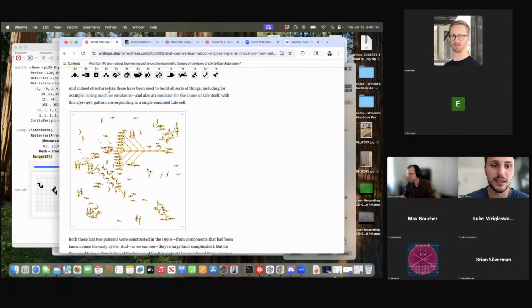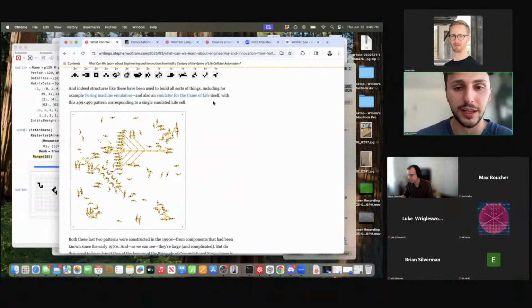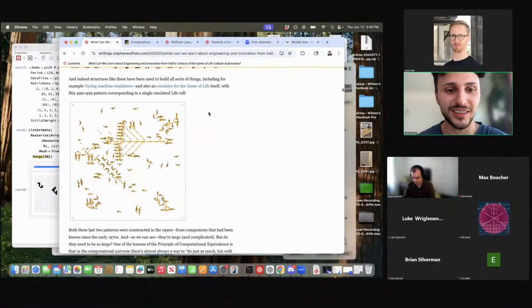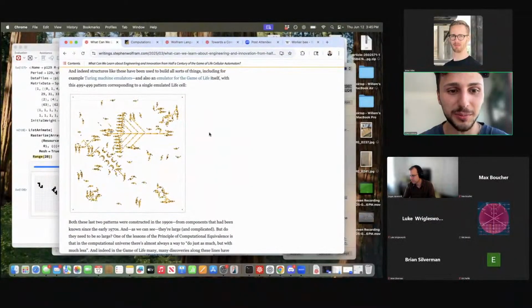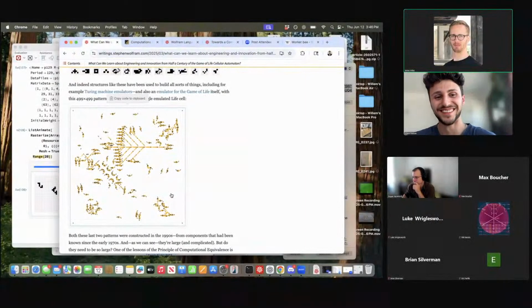Yeah, so it says, and indeed structures like these have been used to build all sorts of things, including, for example, Turing machine emulators and also an emulator for the Game of Life itself, with this 499 by 99 pattern corresponding to a single emulated Life cell. So obviously it's not very efficient. So that's the entire cell of one Game of Life cell. Wow, that's so interesting. So that's basically the encoding of the rule for Game of Life.